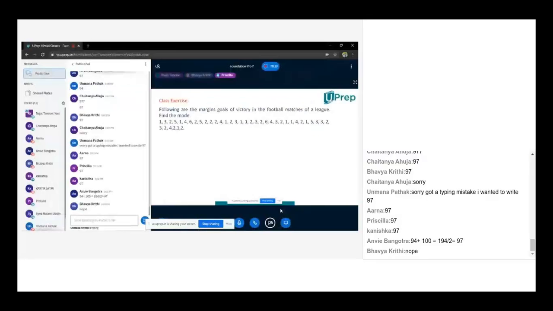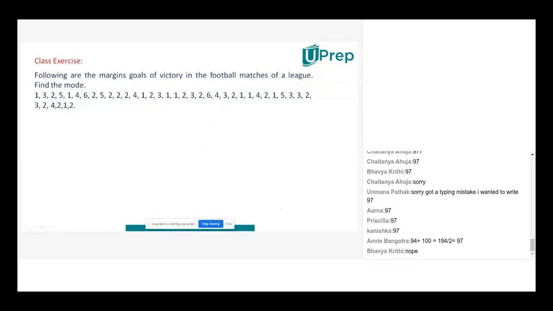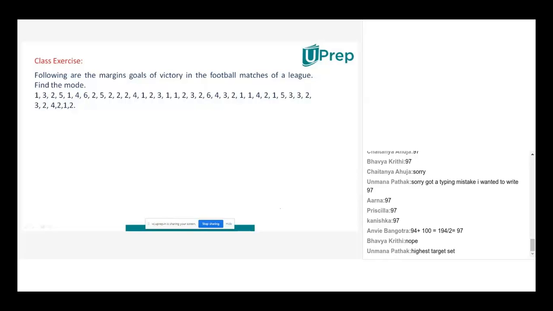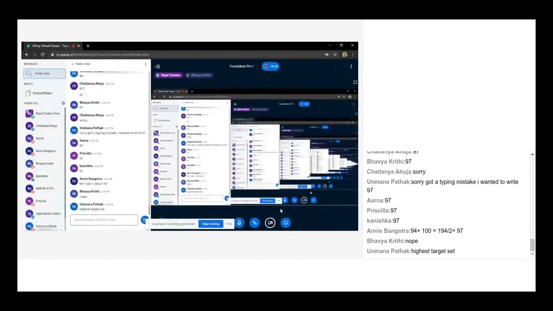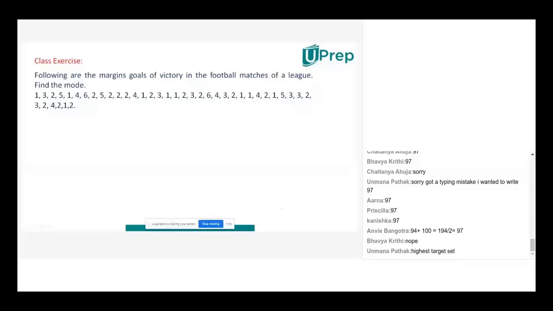Sir, I'm thinking like the nearest number of points which a team should get to win. Okay. Bhavya, what do you think? Sir, like what Prasilla told. Okay. Anyone with any other answers? Highest target set. Okay. Sir, maybe the closest to the victory. Maybe the closest to victory.